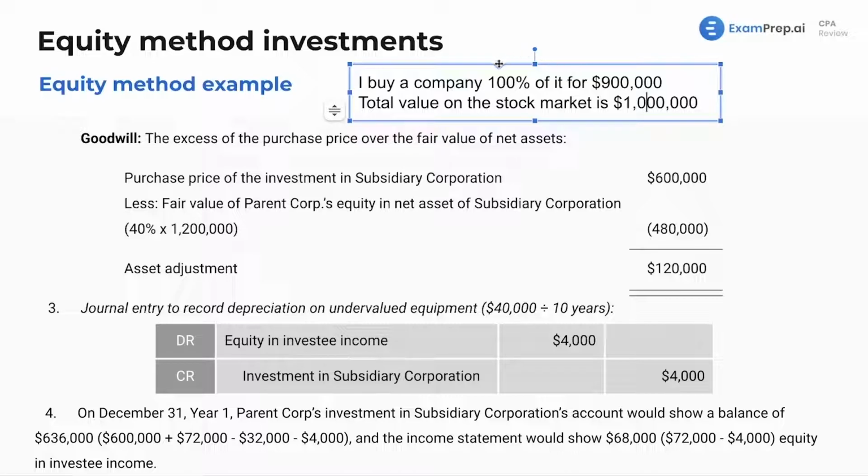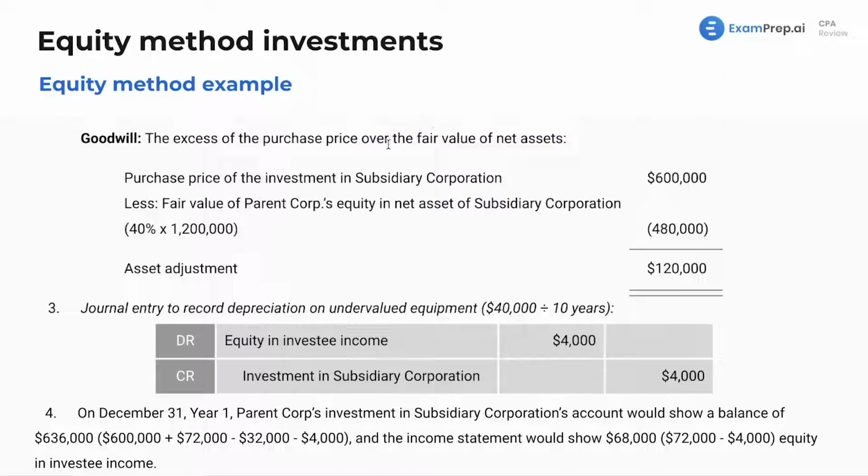As I said, goodwill is the excess of the purchase price over the fair value of the net assets. So what did we pay? We paid $600. What's the fair value? Well, it's $480. That was our 40% of the fair value, right? So the asset adjustment from the purchase price is $120,000. In this case, we have $120,000 of goodwill because we paid $600 and the fair value of what we paid for was only $480. This is our goodwill calculation. That's another thing you might have to do for the questions they'll ask.